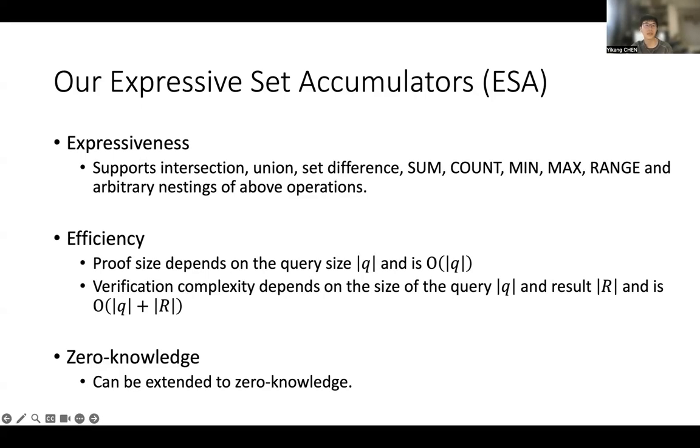And the second property is efficiency, which means proof size and verification complexity both do not depend on the original set size. That would be bad. The big O of proof size is the absolute query size |Q|, and the verification complexity is the absolute query size plus the absolute result size. And the third one is we want the scheme to be zero knowledge. And we will see how the paper extends the expressive set accumulator to be a zero-knowledge one.